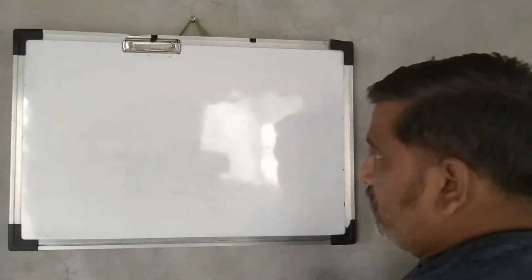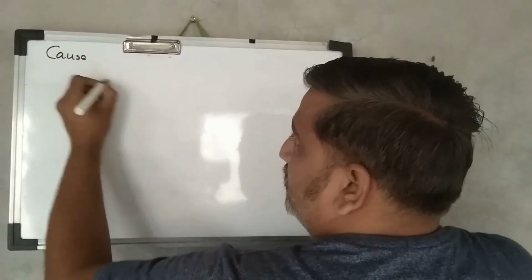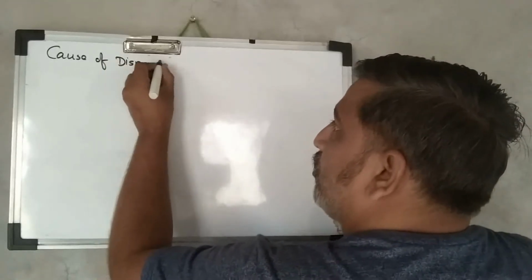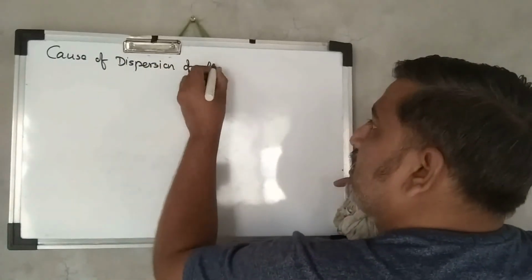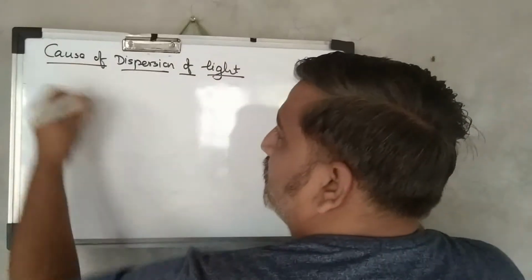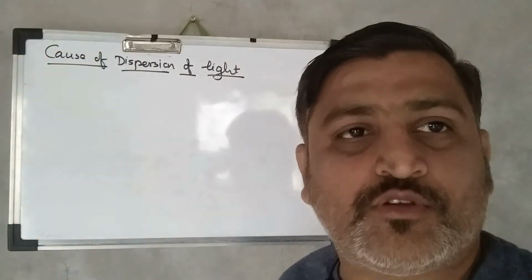Now the next point is, what is the cause of dispersion of light? ये डिस्पर्शन ऑफ लाइट जो हो रहा है, ये क्यों हो रहा है? Okay, why does this dispersion occur? Okay, cause of dispersion of light.